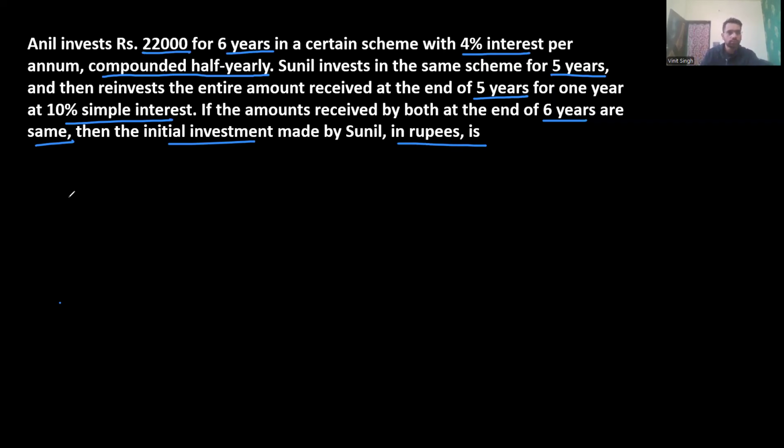So we know the formula for the amount in compound interest is principal times 1 plus R by 100. Now it is given that it is compounded half yearly. The rate becomes half and the time becomes double. Time becomes 12 and rate becomes 2.